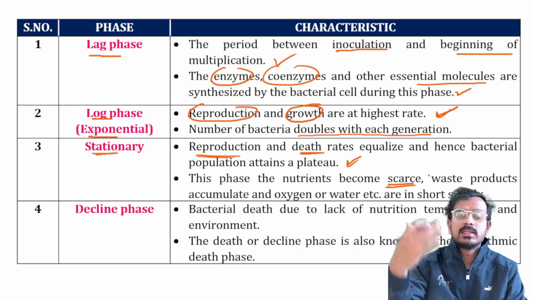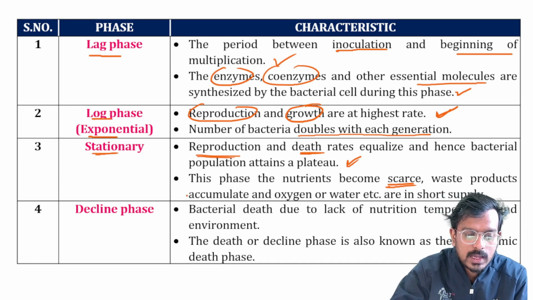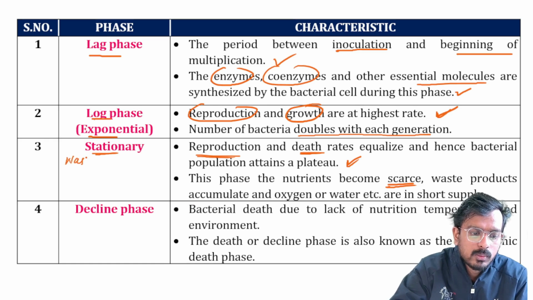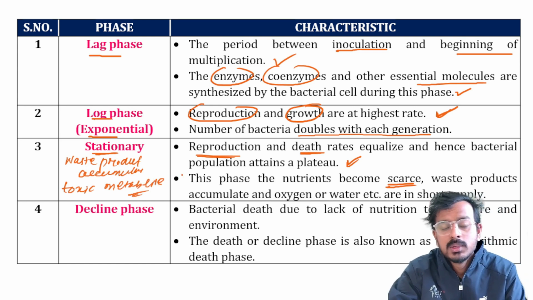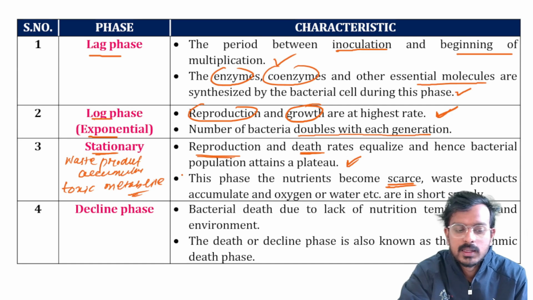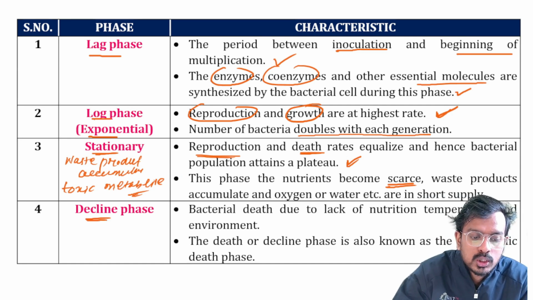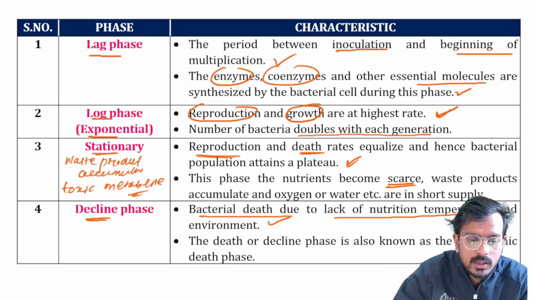Bacteria have been utilizing the nutrients, and you have not added any fresh nutrients, so the nutrient level started decreasing. The main thing is waste product accumulation, or toxic metabolite accumulation. When bacteria metabolize, toxic metabolites are formed and accumulate, and these toxic metabolites can cause the death of other bacteria. That happens in the decline phase. The decline phase is bacterial death due to a lack of nutrition, and unsuitable temperature and environment. The death or decline phase is also known as the logarithmic death phase.